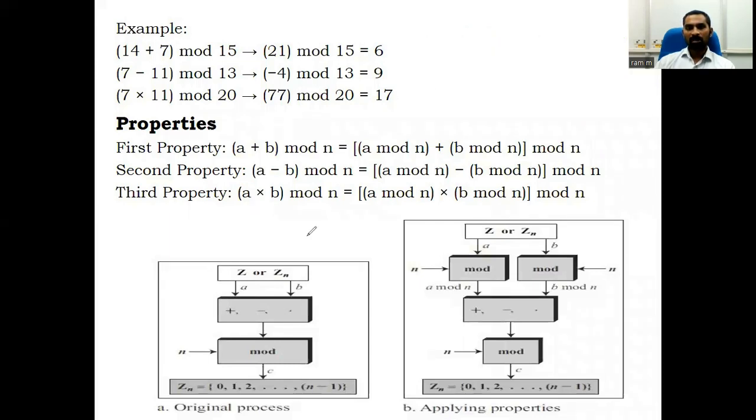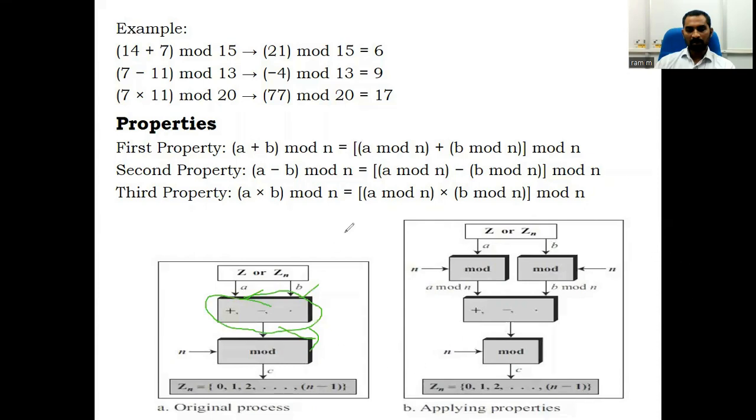Now we can represent this in the form of a flow diagram, right? If you see this flow diagram, this is how generally the process happens. We take the two operands, and we apply the arithmetic operation between them. Now we get an output value. For this output value, we apply the mod operation with respect to n. Now we get the answer.